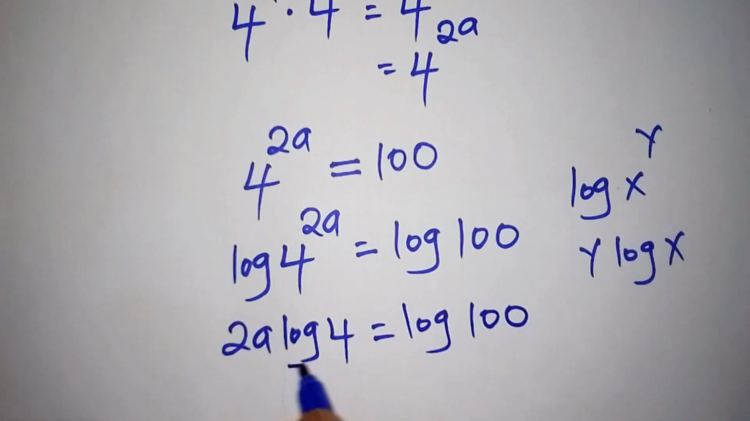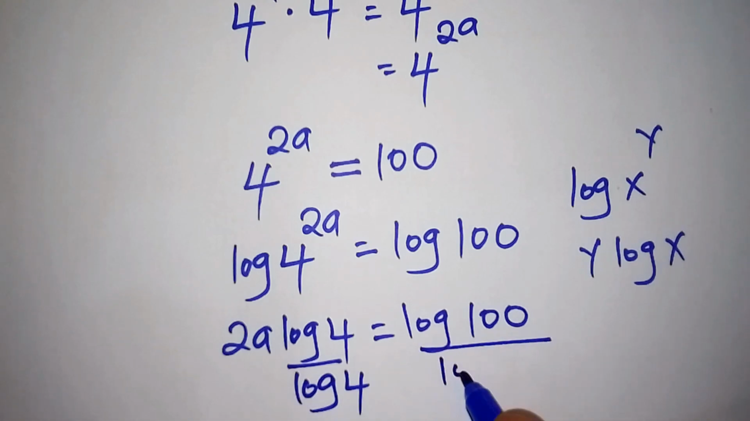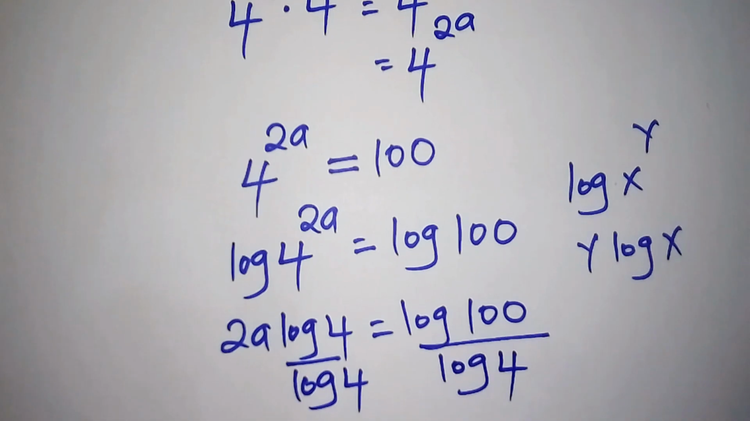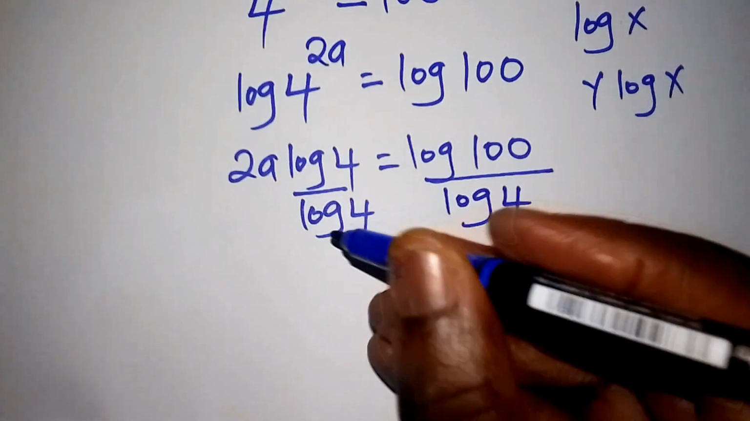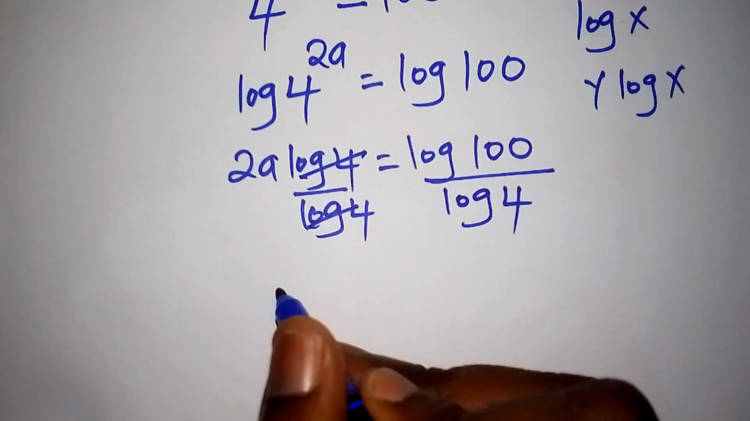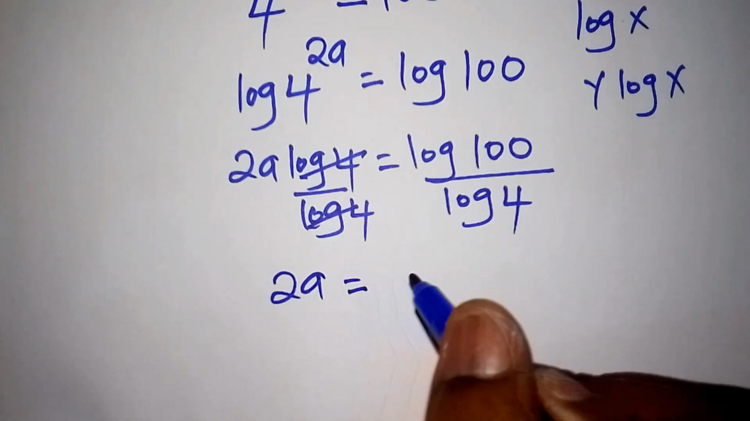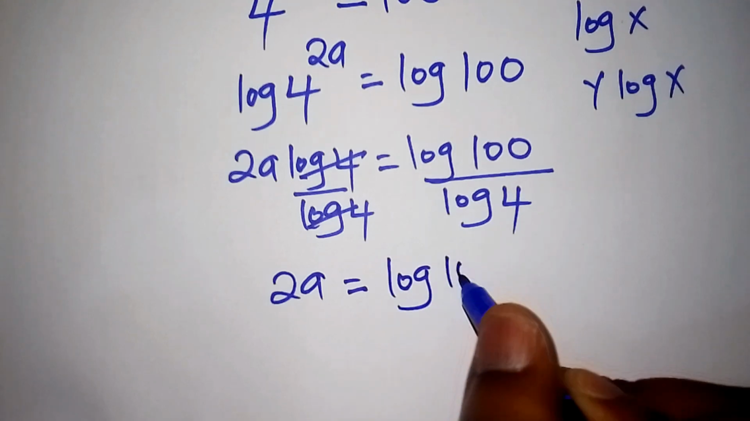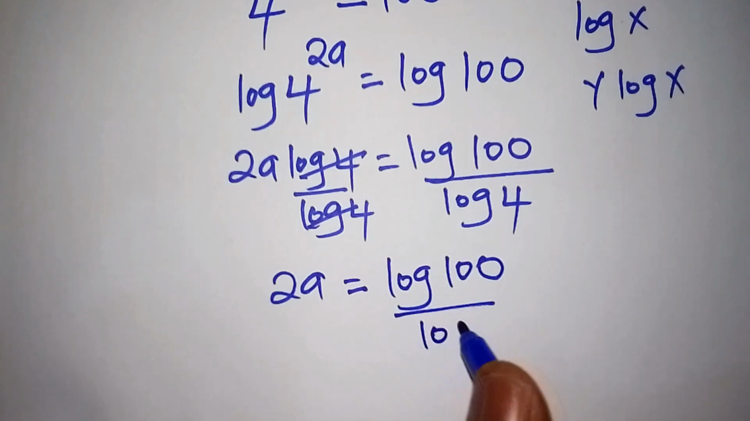Therefore, we shall now divide both sides by the log of 4. Then this side we shall also divide by the log of 4. So that is to mean that our log 4 and log 4 shall cancel. So now we shall remain with 2a is equal to the log of 100 all over the log of 4.